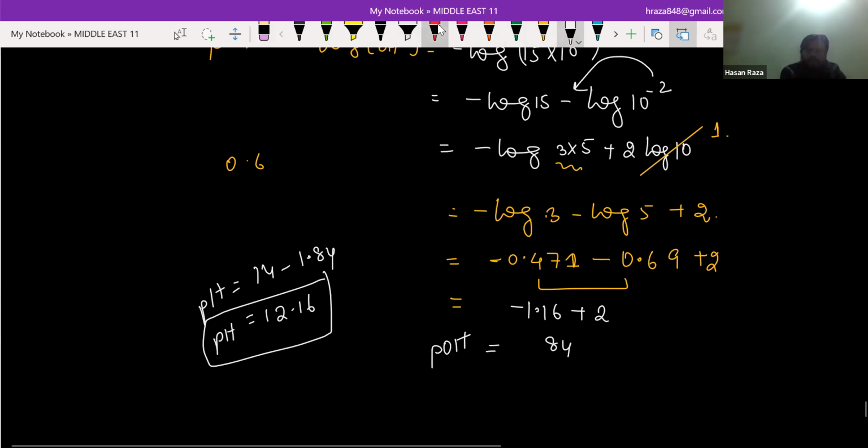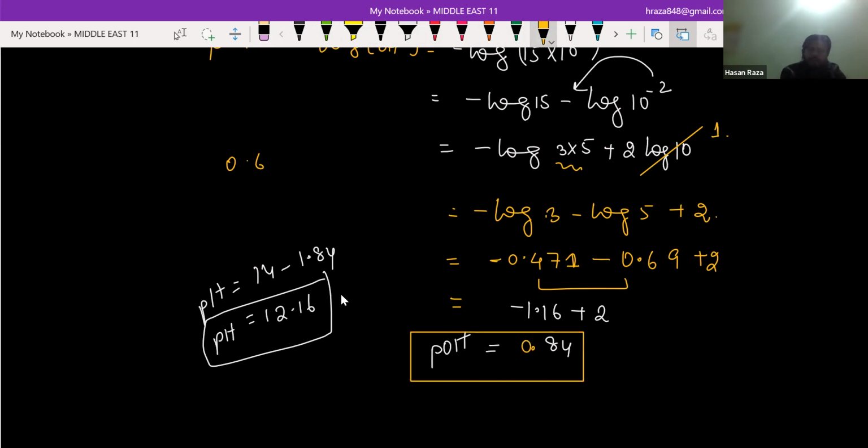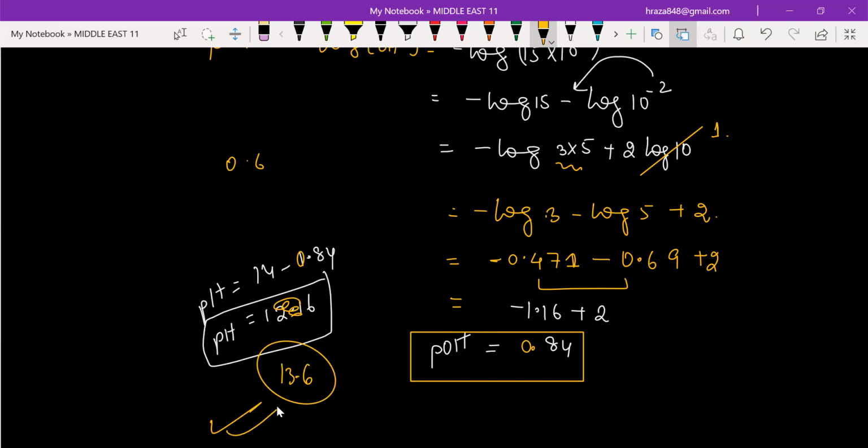So pOH has a value of 0.84. So we are going to put it as 0.84. So pH will be 14 minus 0.84. So it will be 13.6. Okay, Krishna. Yes, sir. Very big mistake it is. Everyone done with this?